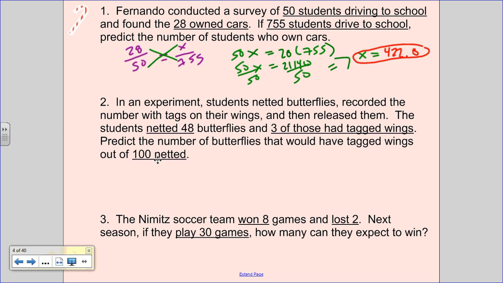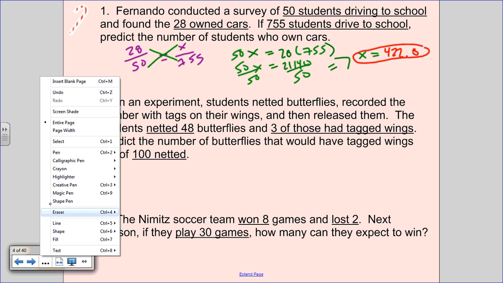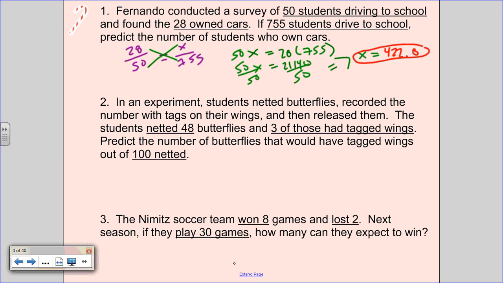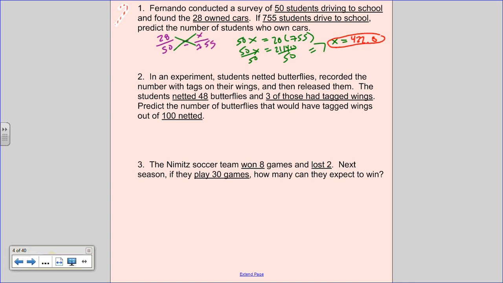Do number 2, which would be very similar to that one. Now let's look at number 3. It said Nimitz Soccer won 8 games and lost 2 in a season. If they play 30 games, how many games can they expect to win? So the ratio of won to loss is 8 to 2. We need to know, out of 30 games, how many can they expect to win?